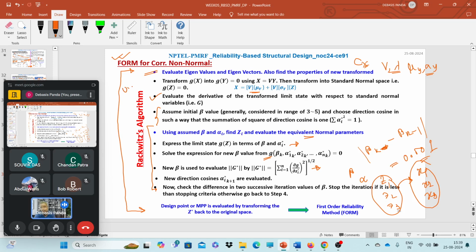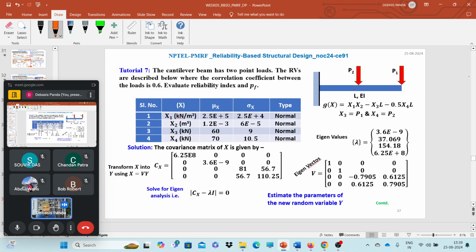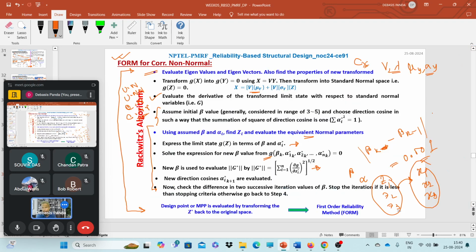One is uncorrelated normal, then uncorrelated non-normal, then correlated normal and correlated non-normal. So four cases. Based on this logic, we will make that function file and solve different kinds of problems. So basically today we will do both the Rackwitz and Rackwitz-Fiessler algorithms at a time, and we will solve the problems.